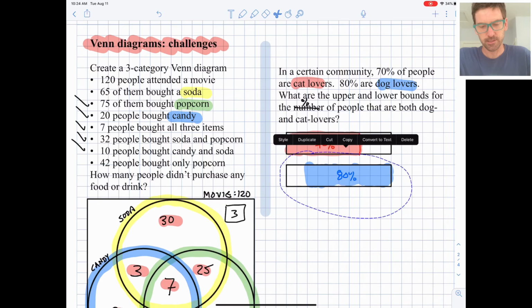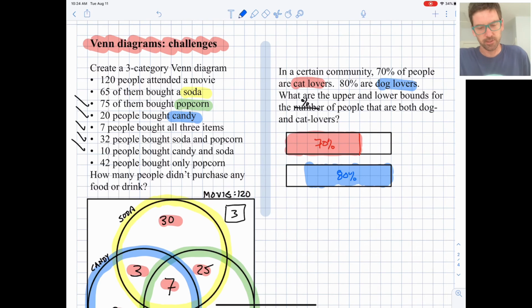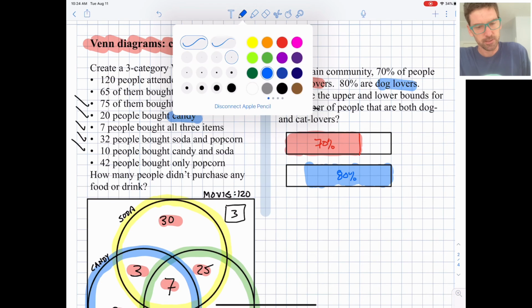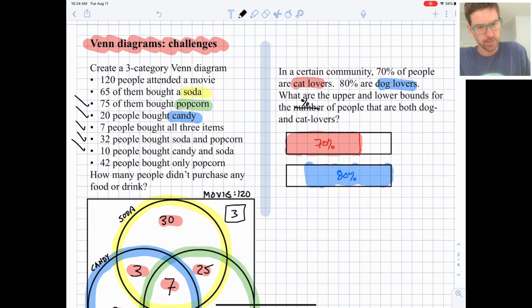and it would be possible to have only this chunk right here be our overlap. Okay, so that would be the smallest amount that would be possible. So what percent is that? It looks like it's 50%. Okay, so it would be possible to have as much as 70% and as low as 50% of people fall into that overlap of loving both dogs and cats.